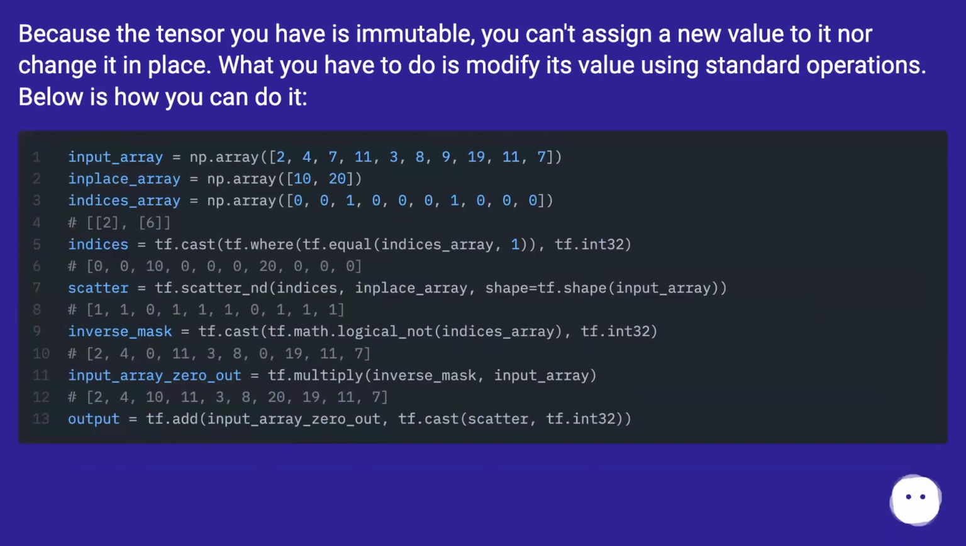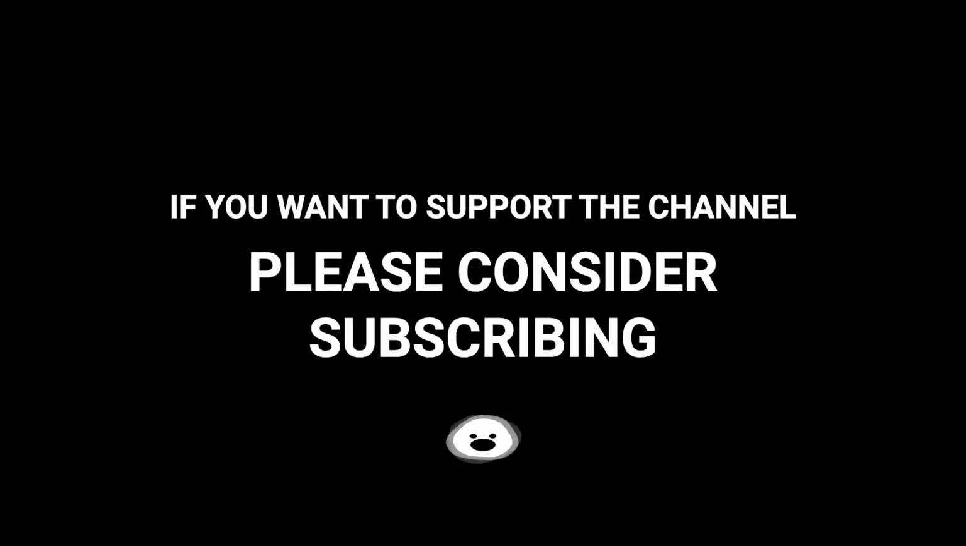Because the tensor you have is immutable, you can't assign a new value to it nor change it in place. What you have to do is modify its value using standard operations. Below is how you can do it. This is a parenthesis here.